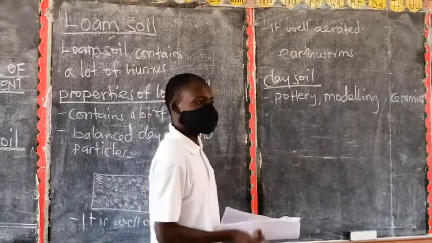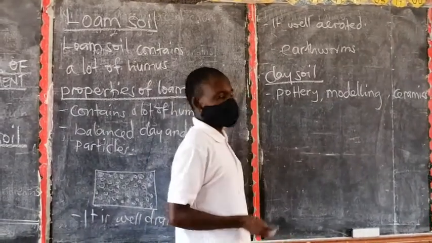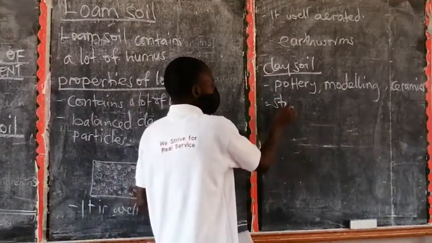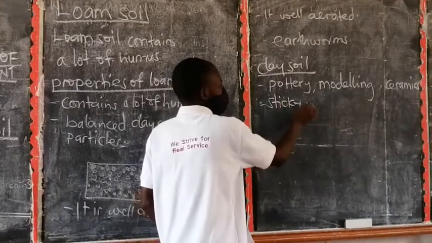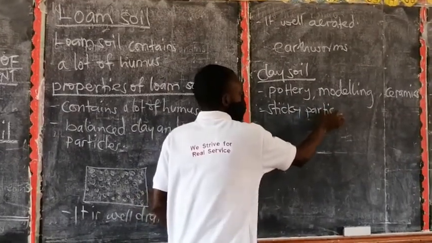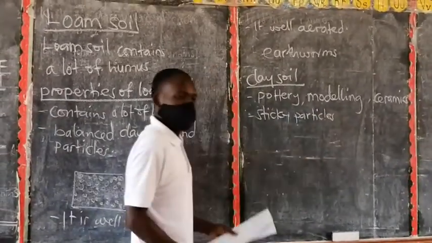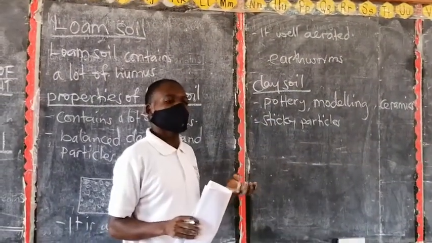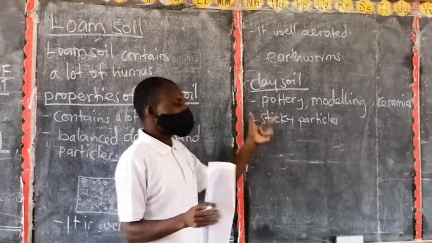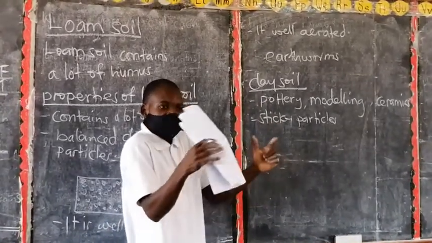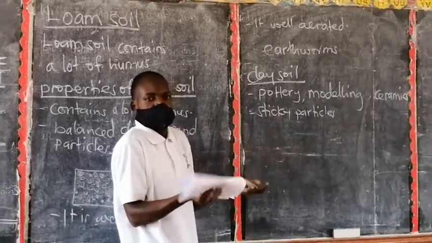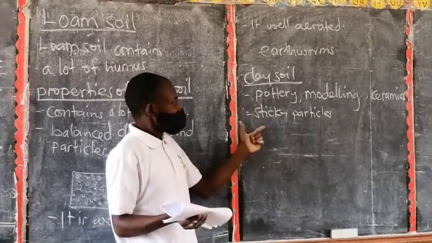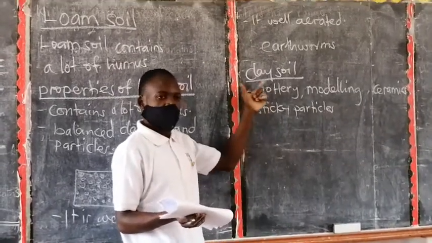The answer is that clay soil has sticky particles when wet. When clay soil is wet, its particles become sticky. That's why you find that when you are modeling a pot, the soil can easily stick together without breaking out. So it is sticky, that's why it's used for modeling.